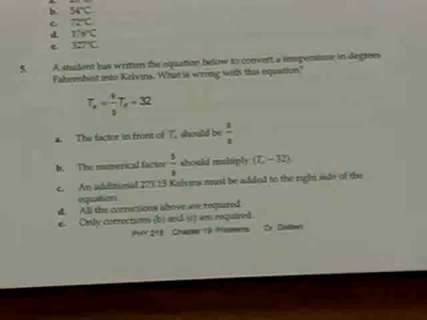Problem number 5. A student has written the equation below to convert a temperature in degrees Fahrenheit into Kelvin. What is wrong with this equation? And now it looks like T Kelvin is equal to 9/5 temperature Fahrenheit plus 32.